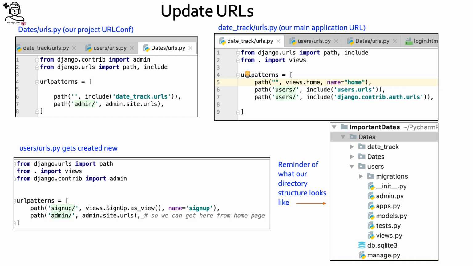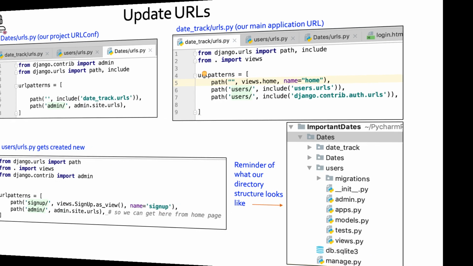And then to the bottom left-hand side, we have our users application, its URL configuration, and we'll make sure we have signup and admin there as you see it. And I just have on the right-hand side, I like to have a little reminder because this stuff can get complicated in terms of what level everything is. This is a reminder of what our particular directory structure should look like at this point. And you see the dates folder, you see the date_track folder, and you see the users application folder.